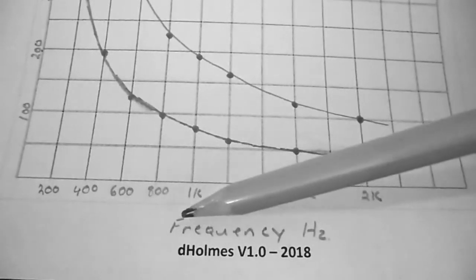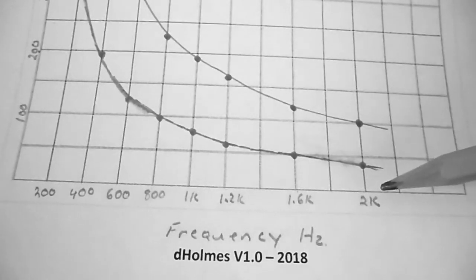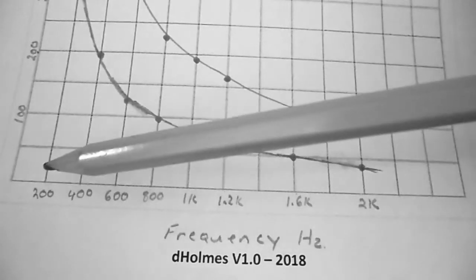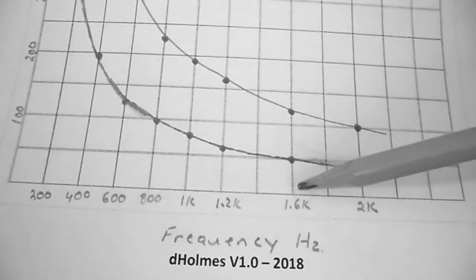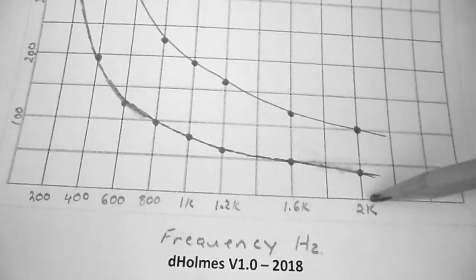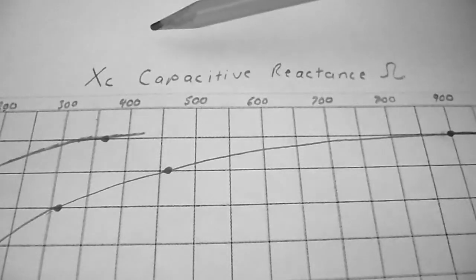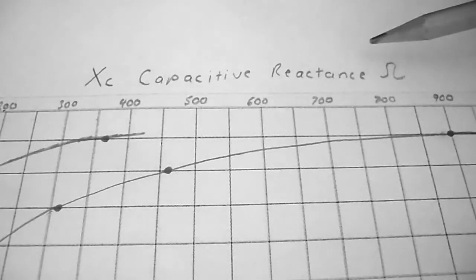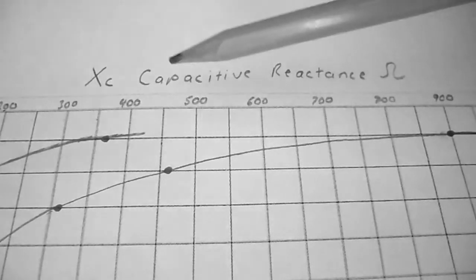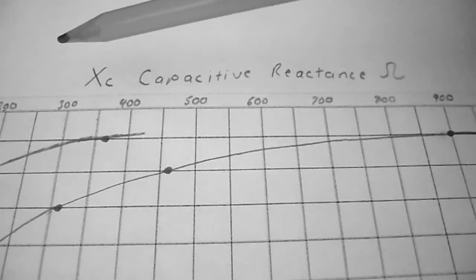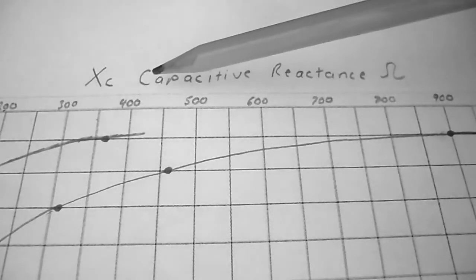The horizontal axes will be frequency in hertz, and I have to go from 0 to 2 kilohertz. So I'm going to do it in 200 hertz increments. And that should get me to 2 kilohertz before the end of the graph paper. XC, or capacitive reactance, is measured in ohms, and I'm going to plot that on the vertical scale. And looking at my data, I need to go from 0 ohms up to approximately 900 ohms.